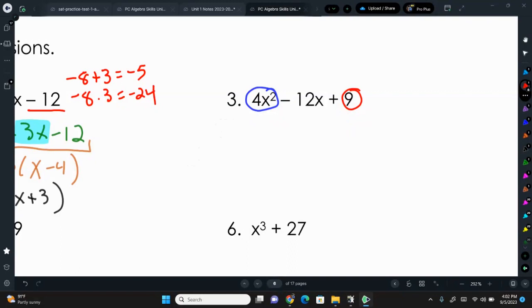Well, if this is a perfect square trinomial, I know that I can take the square root of the first term, so 2x, and because it's minus right here, it's going to be minus the square root of my last term, 3. Squared. And that'd be my final answer. But like I said, you could factor it the way we did number 2, and you get the same exact answer.